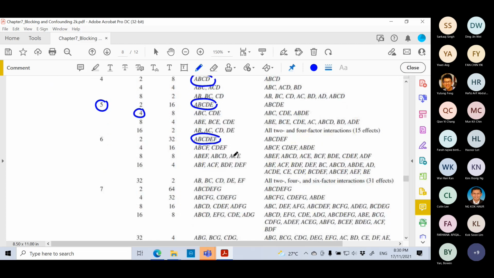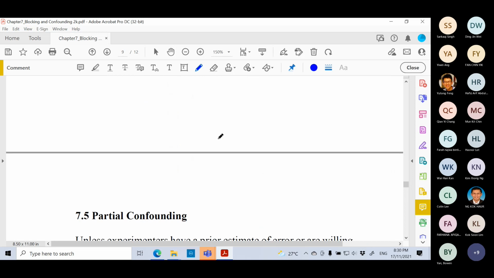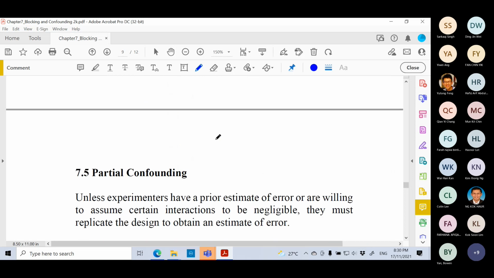For your reference only. Okay, so I will stop here, because the following one is partial confounding. This one I need to spend some time discussing. Okay, for the partial confounding, this one is another section here. So I will continue this part in the next lecture, so that I will show you how to do that. This one is an idea of just a partial confounding.